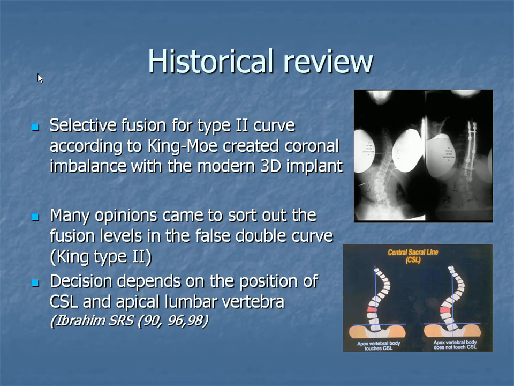I proposed and presented, after a long series review, that if the central sacral line touches the body of the lumbar vertebra, so that it could probably be A, B, or C according to Lenke, then selective fusion is successful. But if the central sacral line doesn't touch the apical vertebra and is away from it, I would fuse the lumbar curve as well. Let me show you some cases to explain that.